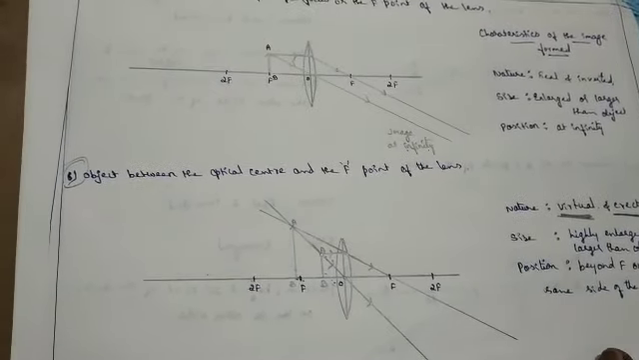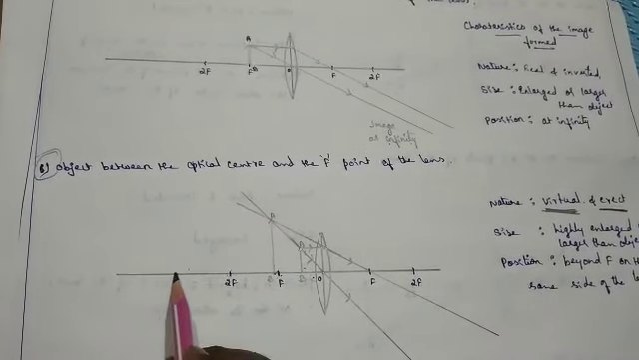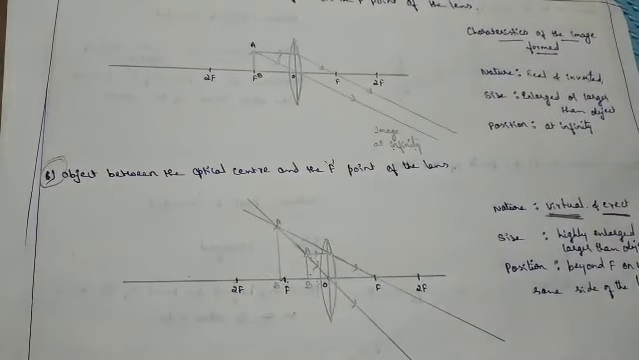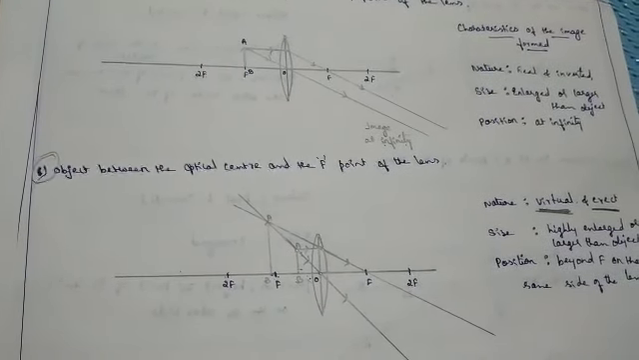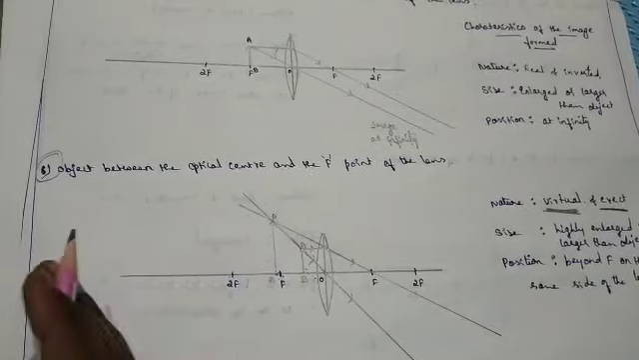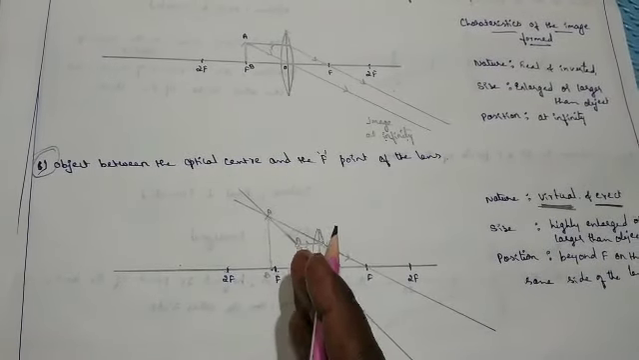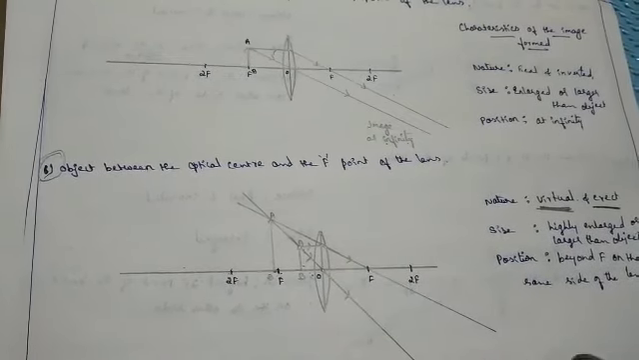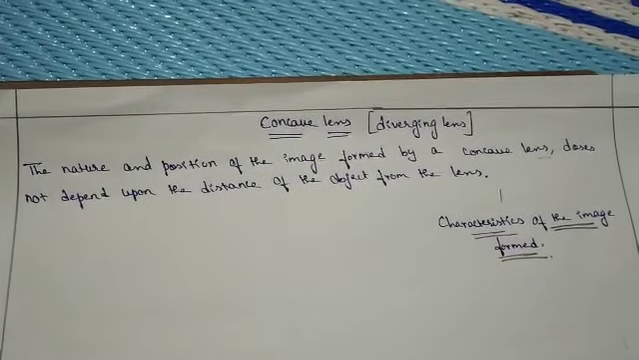One thing you need to remember, children: as the object goes closer to the lens, the size of the image keeps increasing. So as the object moves closer to the lens, the size of the image formed gets enlarged. This point is to be remembered.